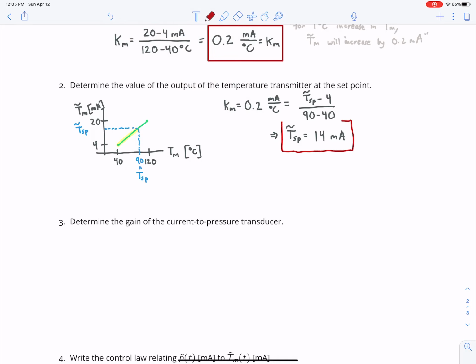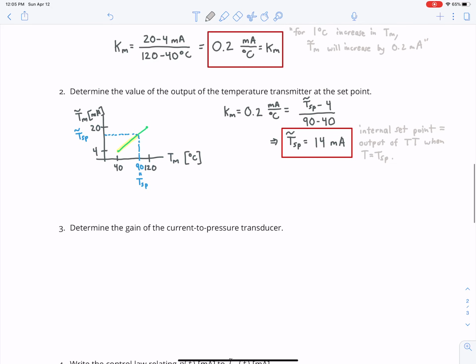So that's the output of the temperature transmitter when the temperature is at its set point. So if we see 14 milliamps is the output of the temperature transmitter, that's great news. The temperature is at its set point. All right, this is the internal set point, and this is conceptually equal to the output of the temperature transmitter when T, the temperature of the water or liquid, is equal to its set point, which equals 90 degrees C. All right, so that's the internal set point.